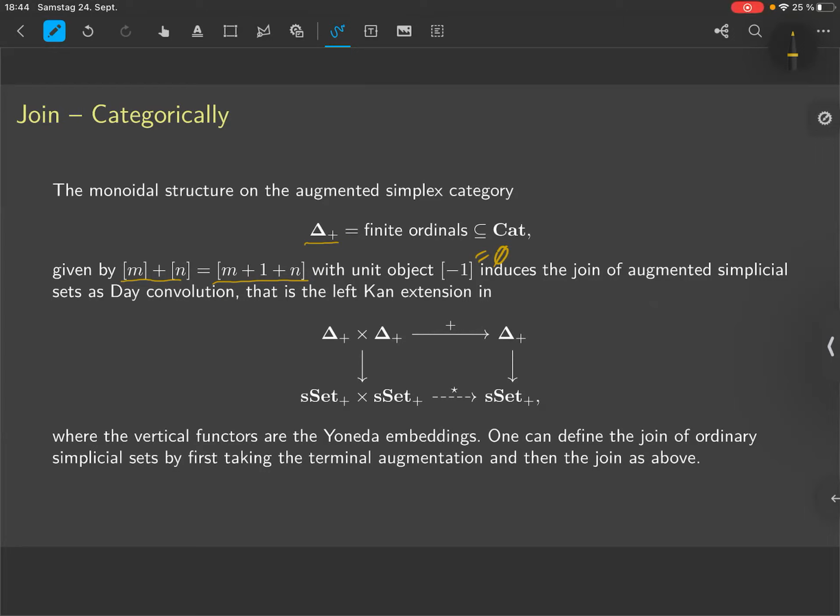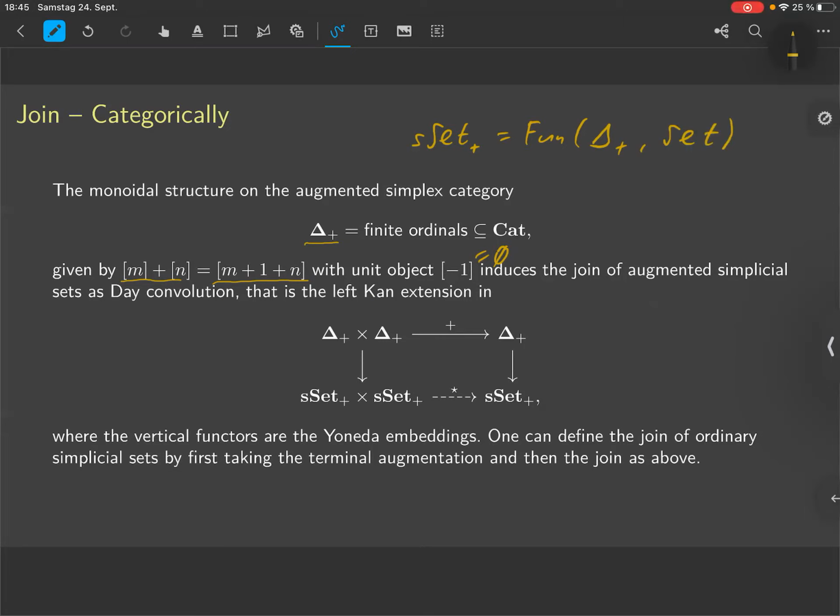So this is the simplex category plus an empty set, which is not in the usual delta, but we have plus now. And so this is a monoidal structure on there. And we get from this an induced monoidal structure on the augmented simplicial sets. So augmented simplicial sets, by definition, this is just the functor category, also the presheaves on delta plus. I write it out: delta plus, comma set.